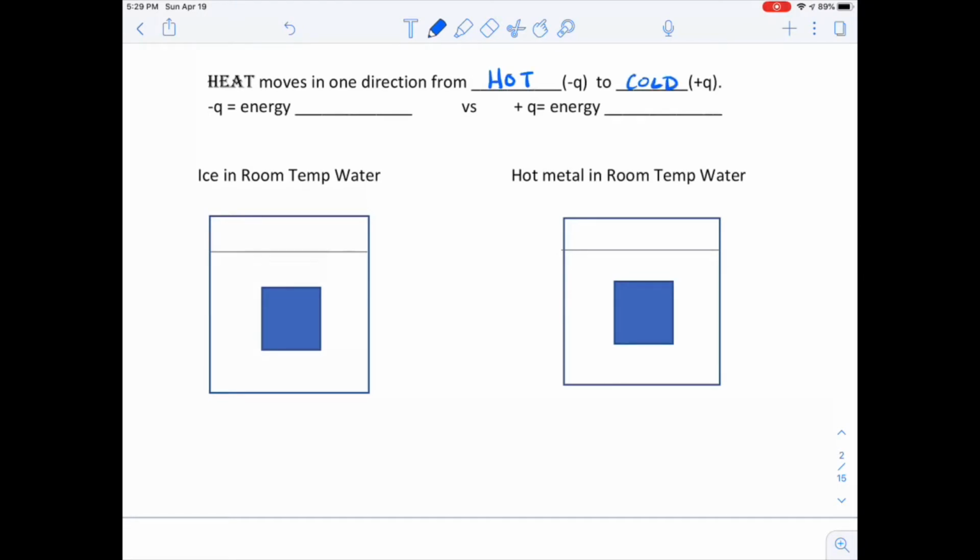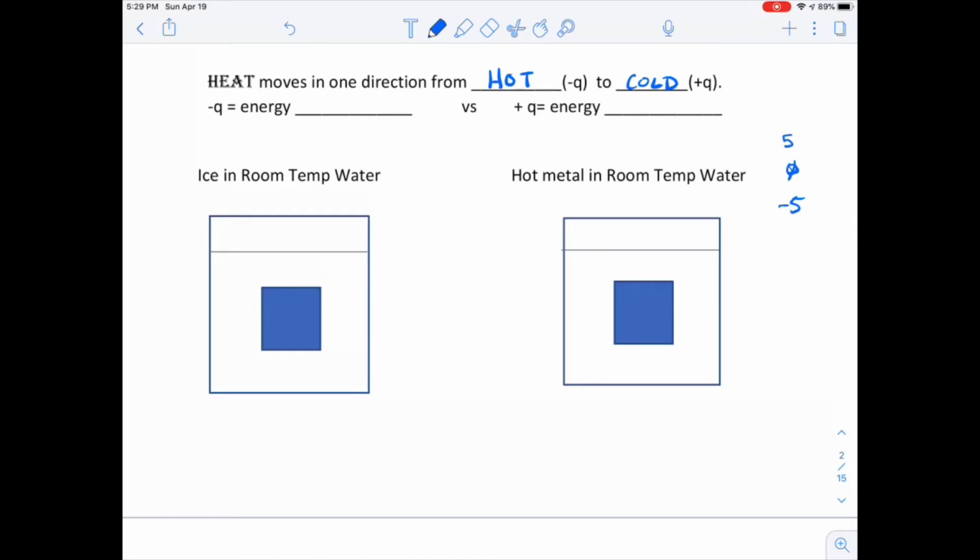So why is there that negative Q in that situation? In thermochemistry, we use a negative to represent something a little bit different than maybe you're used to seeing. You'll see 5, 0, -5, and you think, okay, that's not a real number. You can't have a negative something. So in thermochemistry, we use positive and negatives to represent direction.